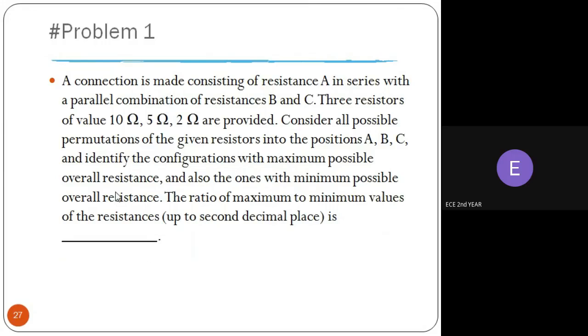So the problem is, we'll explain the problem first and we'll get into the solution next. Here there are three resistances available: 10 ohms, 5 ohms, 2 ohms, which we need to connect to get the maximum resultant value and the minimum resultant value. And the given combination is A as a series resistance, and B and C will be connected in a parallel manner.